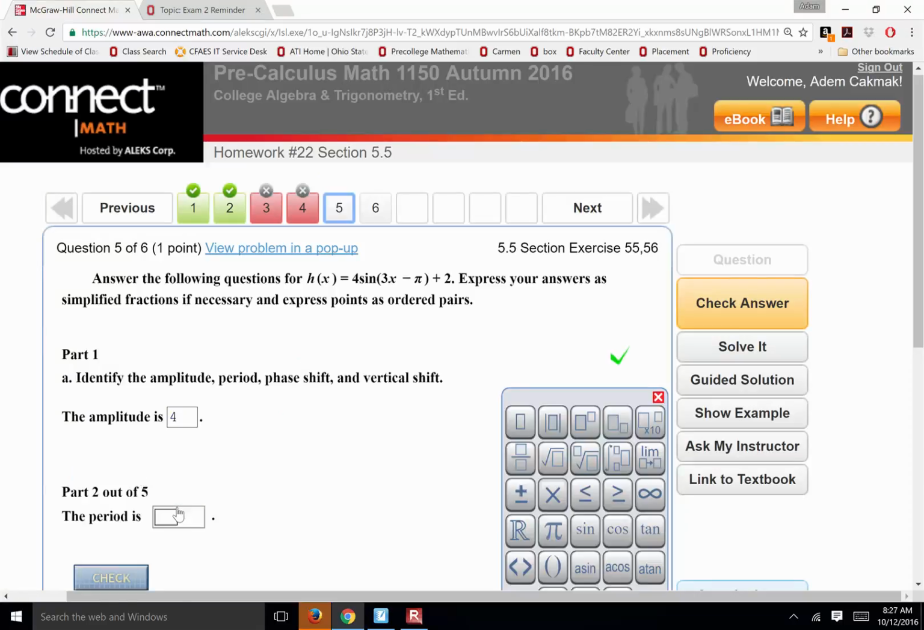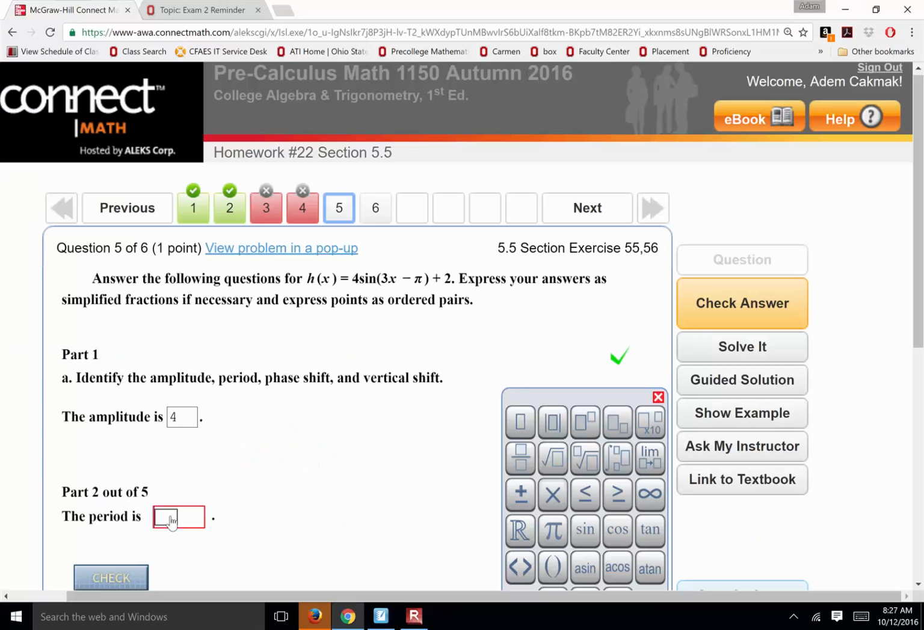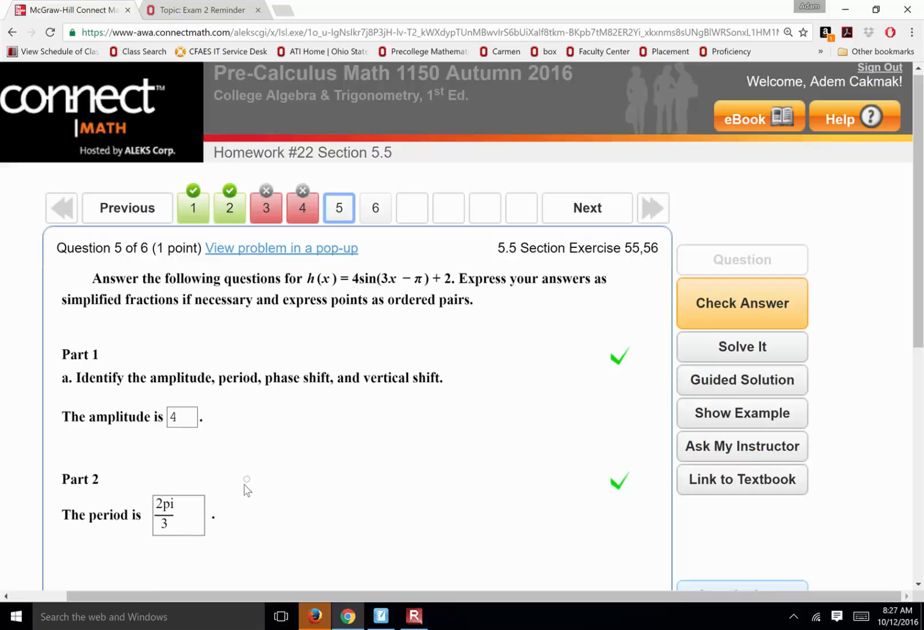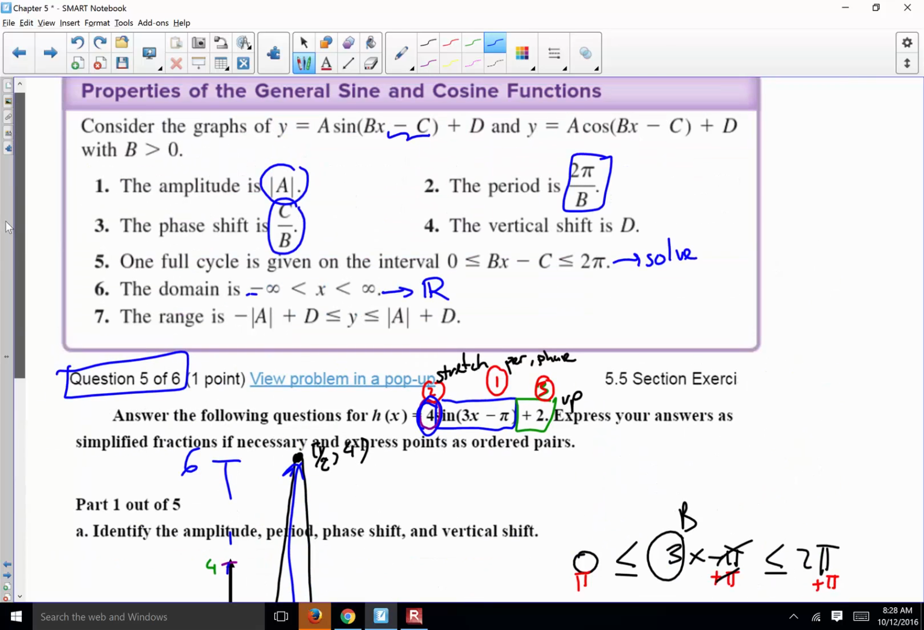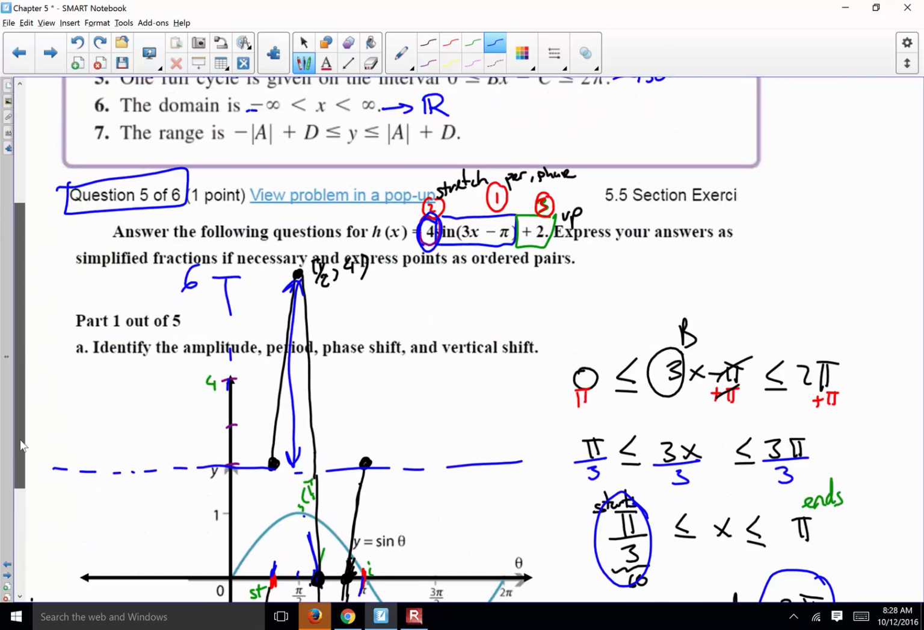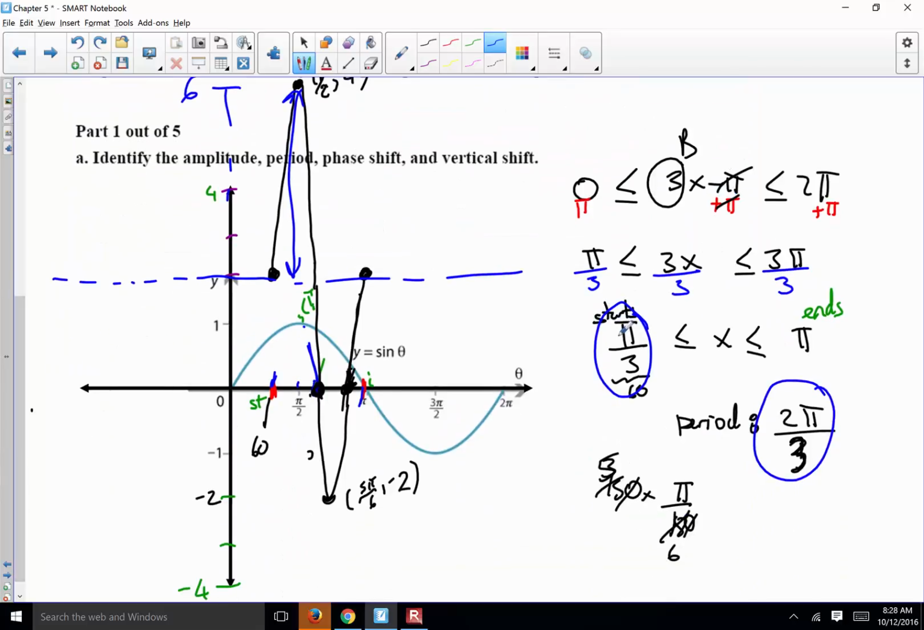Period is, compute the period again by formula. We already did 2 pi over 3. And phase shift is always this number, C over B. And C is this time negative, so we take the opposite of it, pi. B is 3, pi over 3.